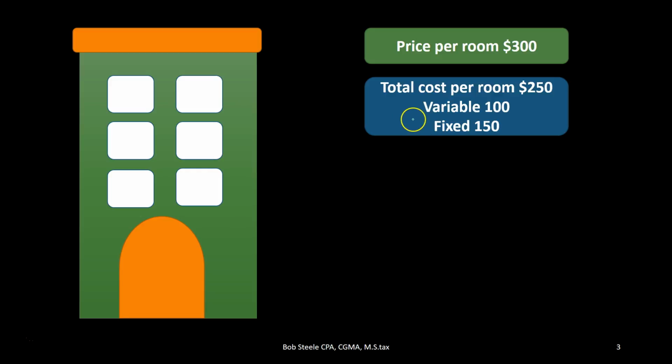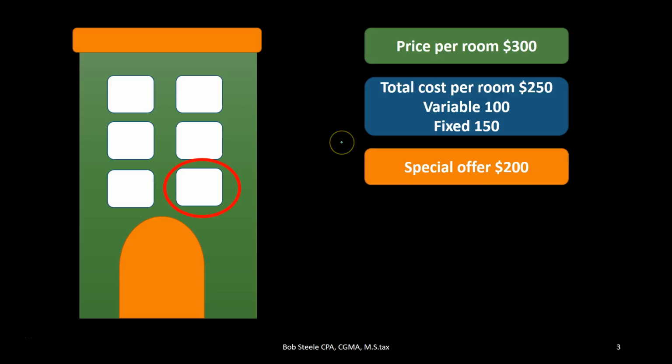So the variable cost is like the maintenance per room to fix the room after each night, and the fixed cost is the cost of the building. So we have this vacant room on this particular night. Someone comes in and offers $200 for that room. And of course our normal price is $300. They're offering us $200, and the question is, should we accept or reject this special offer? So that's what a special offer is.